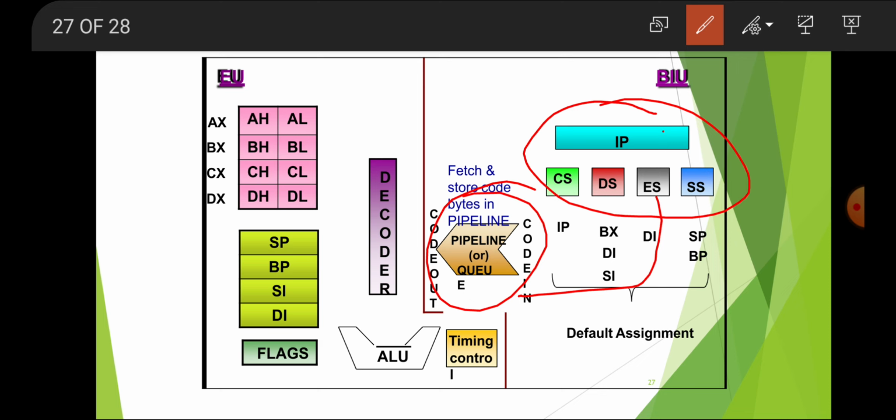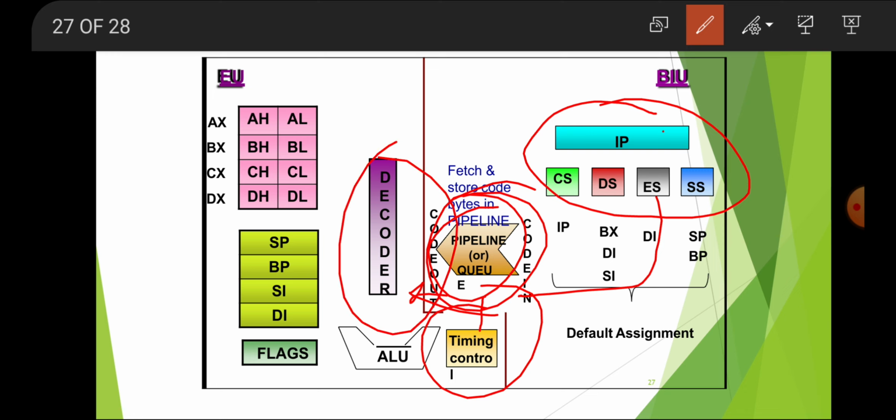After fetching the instruction from the memory, it goes to the pipelining. In the queue, the next instruction to be executed is stored in the 6 bytes of the queue. After that, they are given to the control unit. In the control unit, it is decoded. Decode means what operation should be performed on that instruction is determined in the control unit.